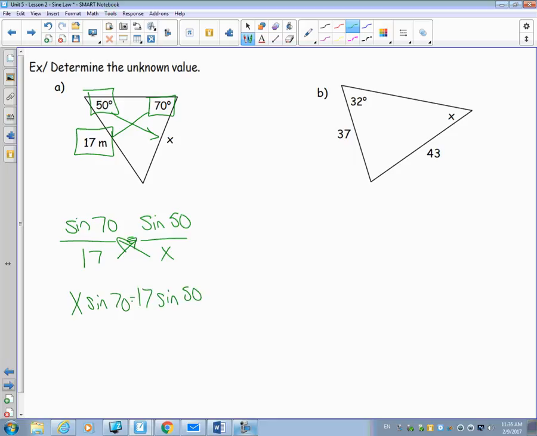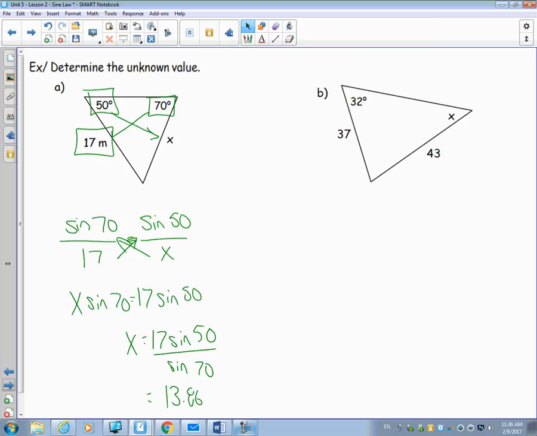I want to get x by itself, so I'm going to isolate it by dividing out the sine 70. I can punch that all into my calculator the way it is, and we end up with 13.86 if we do it correctly. Okay, so that's situation one, finding an unknown side.